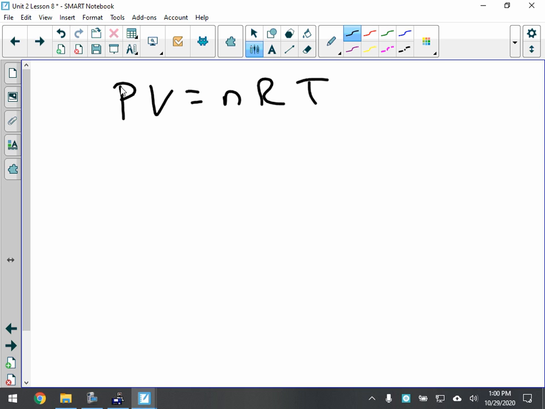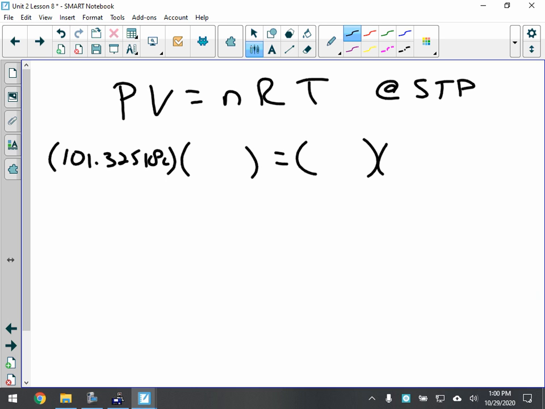So I'm going to pick this relationship at STP here. I'm not going to go ahead and solve for any variable. Watch this. If I put 101.325 kPa here, because that's what STP is, right? And I'm going to leave this blank for a second. I'm going to put 8.314 and 273.15 Kelvin.